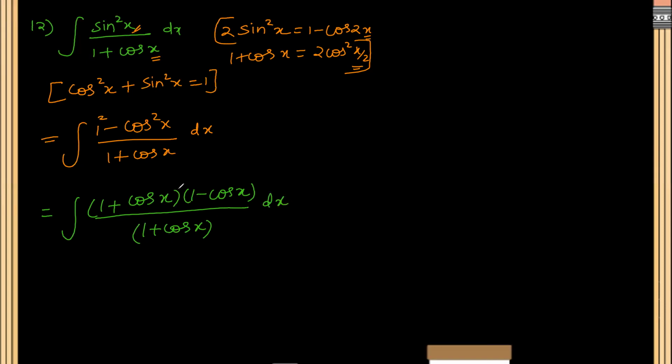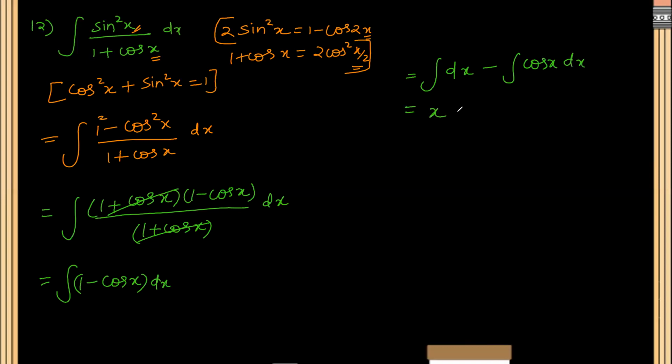Now, as a whole, this 1 plus cos x gets cancelled. So we have integral 1 minus cos x dx. We can split this into two terms. That will be 1 into dx is dx minus cos x dx. Integration of dx is x minus integration of cos x is sin x. We have the coefficient 1. It is not required to denote that one here. So plus c. This is the final answer.